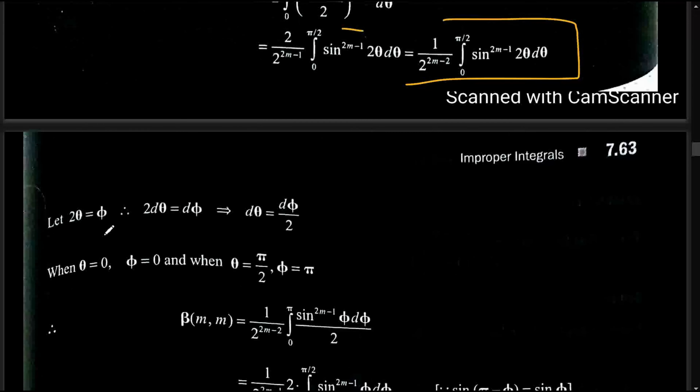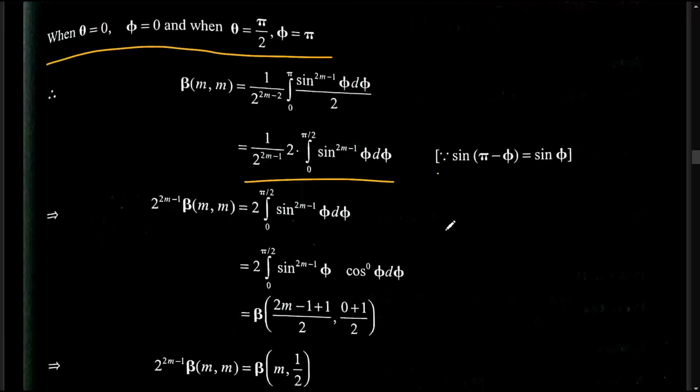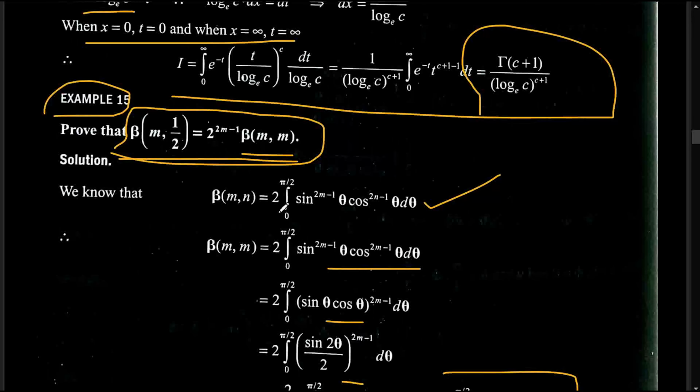So let 2 theta be equal to phi. They are taking 2 theta equal to phi, then differentiating and changing the limits. And now beta of m comma n will give this result. So here sine of pi minus phi is equal to sine phi. They are using it here. And now come to the question.